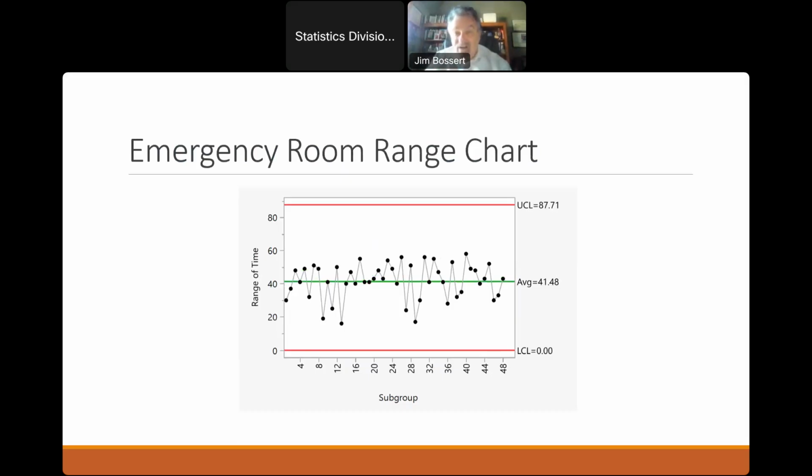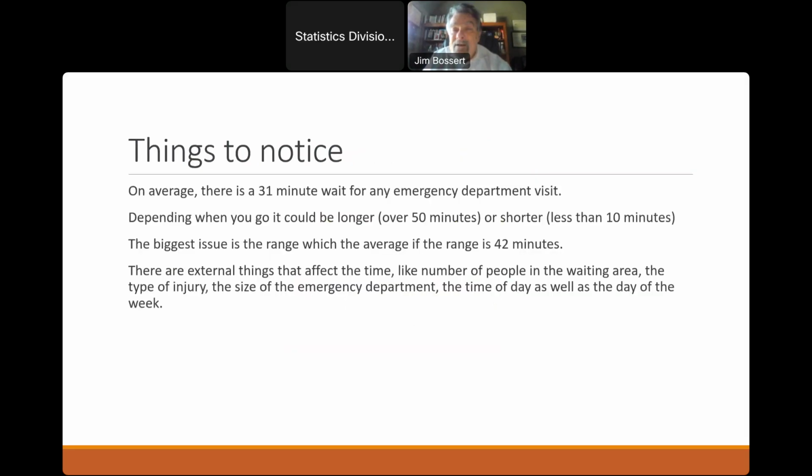Here's the range chart. The range chart doesn't show much variation at all. It looks really kind of pretty stable. So it's kind of cool. Look at that and go, wow. That's pretty stable considering we're taking 5 readings every hour. Like I said, on average, there's a 31-minute wait. Could be longer, could be shorter. The biggest range that we have there, 42 minutes, is the longest one. So we do have some extreme times there. But you've got to think about what it is. We talk a little bit about what can cause that.